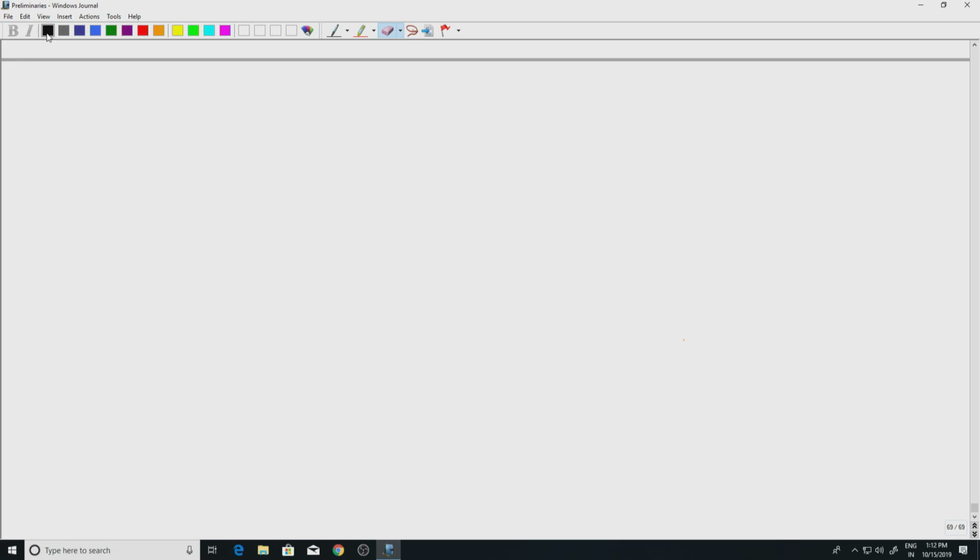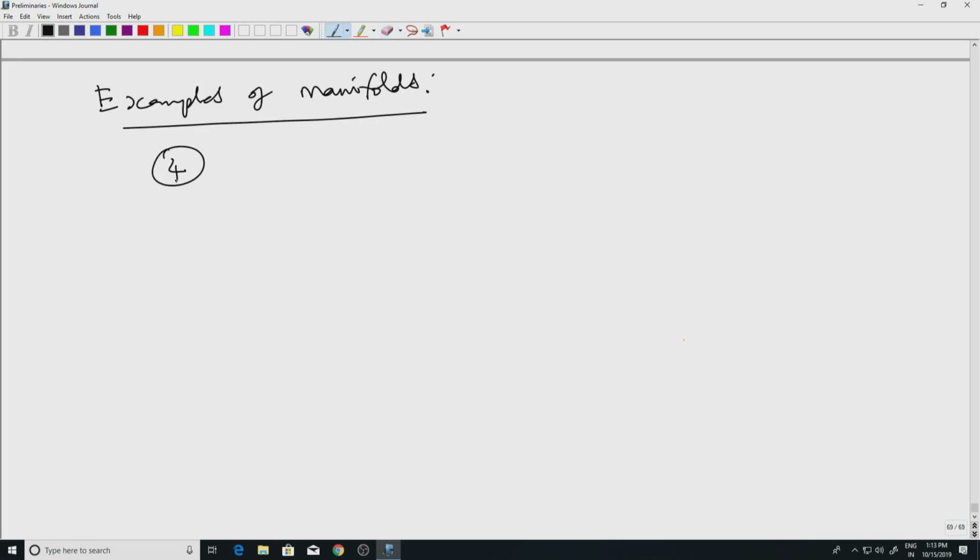So I'll continue by giving some more examples of manifolds and move on to talking about smooth maps between manifolds. Let me start with the fourth in my list. Last time I ended with open subsets of manifolds. Now the fourth in this list would be a product manifold.